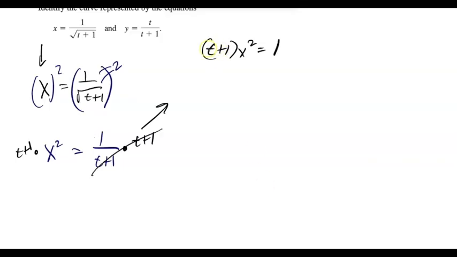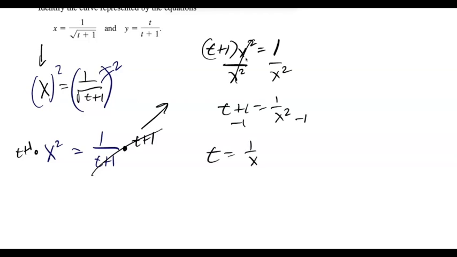And we're trying to get t by itself. Let's just divide by x squared. We get t plus 1 is equal to 1 over x squared. Then subtract 1 from both sides. We get t equals 1 over x squared minus 1. So that's our t. What we have to do is substitute that into the other equation for t.